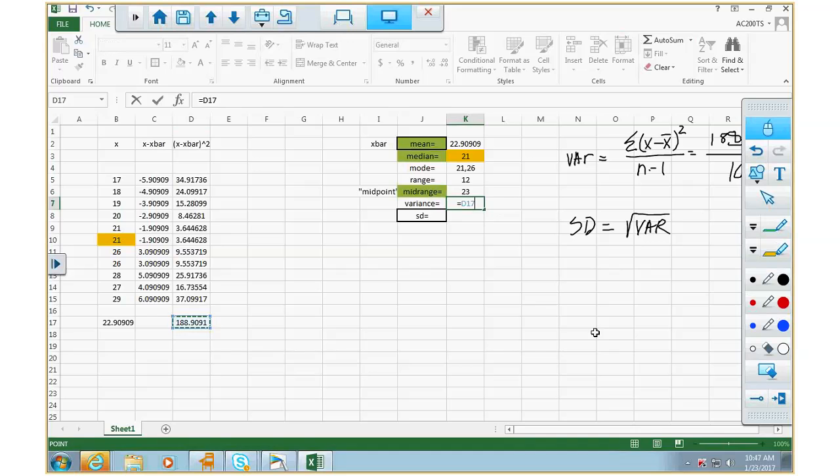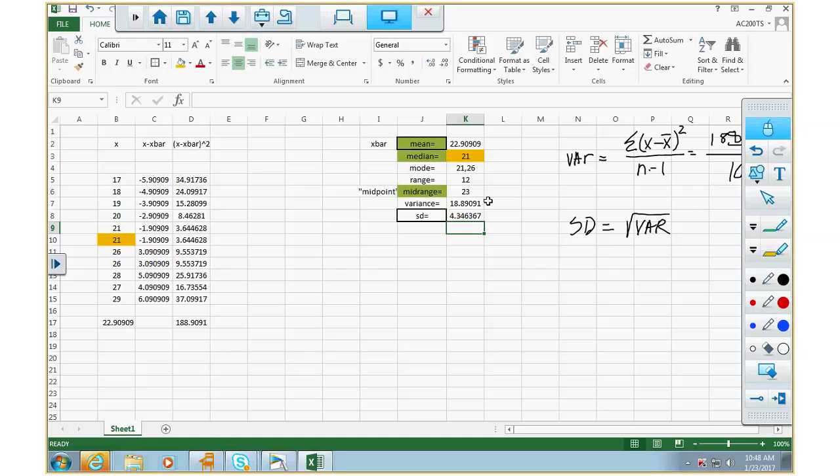So I'm going to go down here and I'm going to say equals this guy divided by parentheses 10 minus 1 close parentheses. I'm sorry, 11 minus 1. And there is your variance. Now what is the standard deviation? The square root of the variance. So equals this raised to the 0.5 power. And there is your standard deviation.